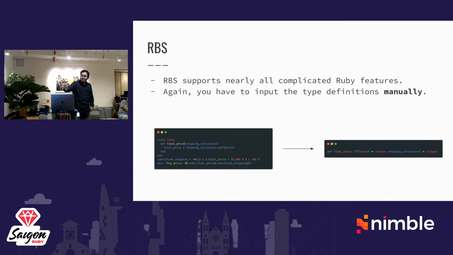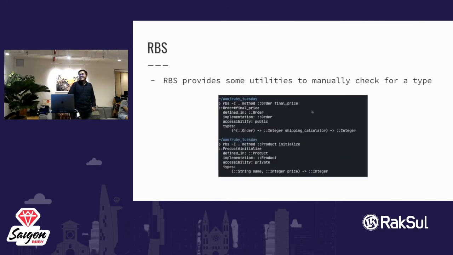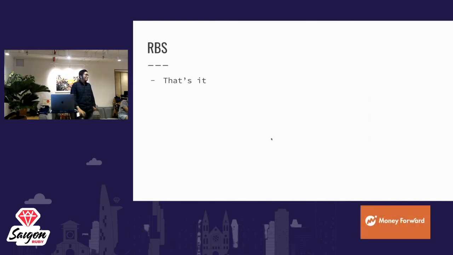However, if you look carefully, it's really hard to tell and really hard to write the type signatures for this method. It's too manual, and if we change something, it's too hard to change in the future. When we apply RBS, we can use one CLI command to list all the methods, or a particular method of a class, in the CLI. That's what RBS does. It doesn't require any other feature.